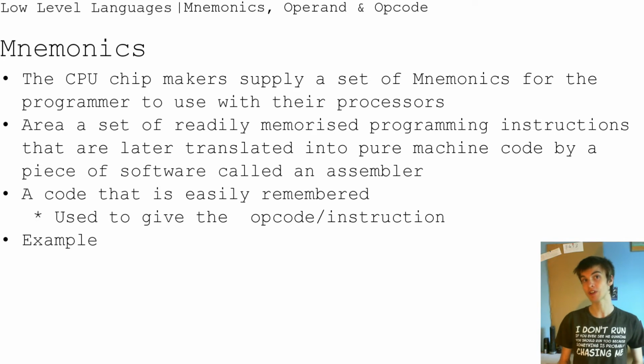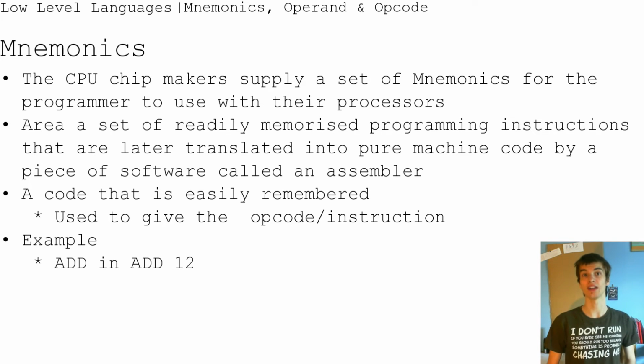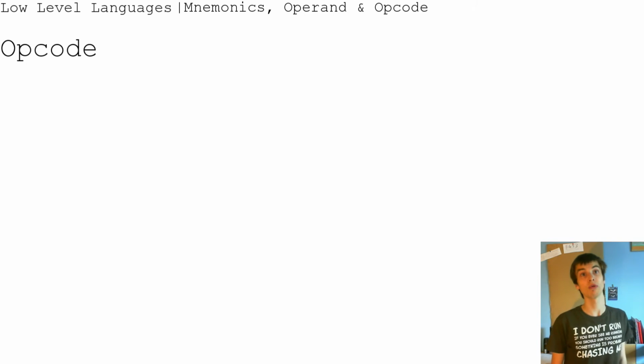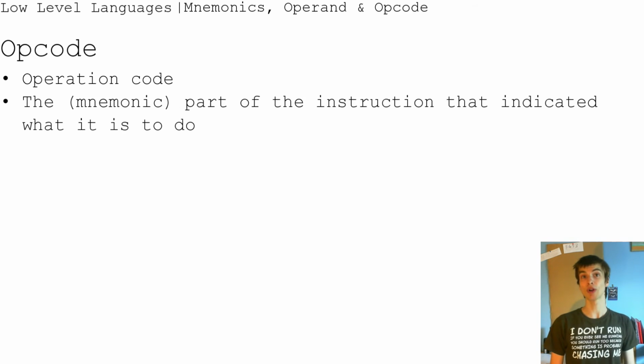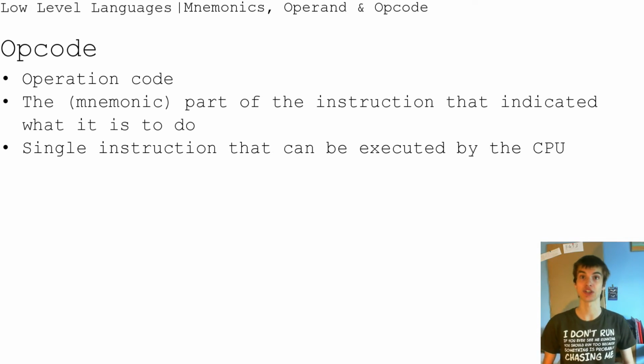So an example of this is the add part in add 12. Opcode is the operation code. So opcode stands for operation code. It is the mnemonic part of the instruction that indicates what it is to do. It is a single instruction that can be executed by the CPU. So it's just the same example as the mnemonics, which is the add part in add 12.